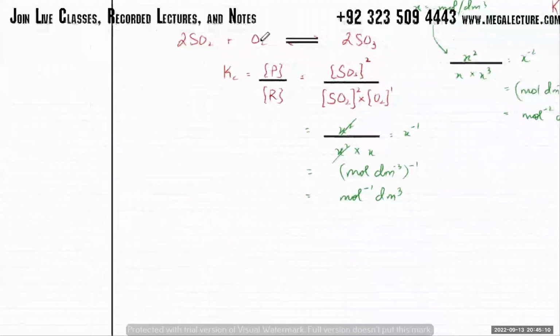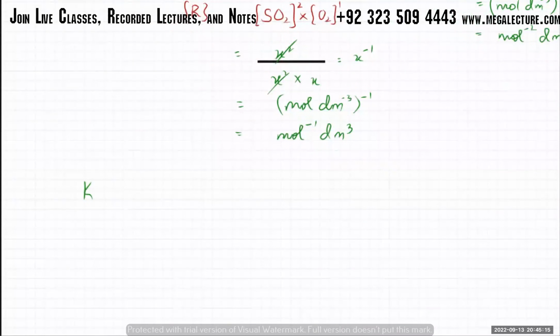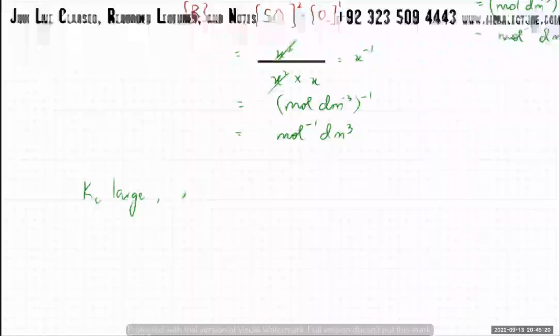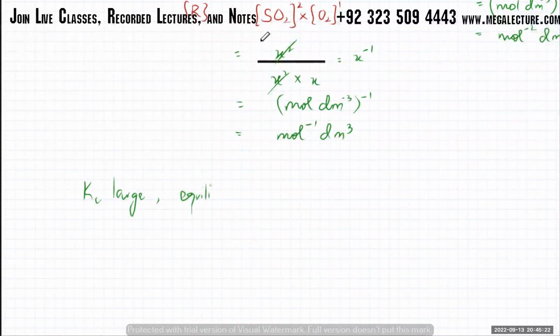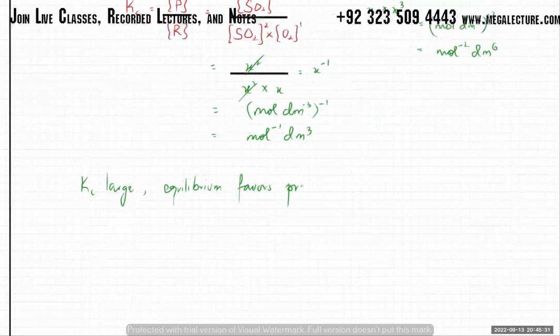जी सर Yes, sir. So ये याद रखना कि Kc large indicates that the equilibrium favors the products. And Kc small means that at equilibrium you've got less products or more reactants.